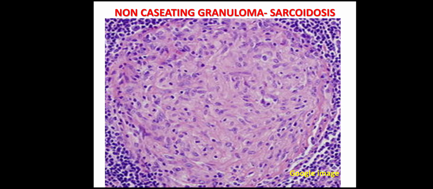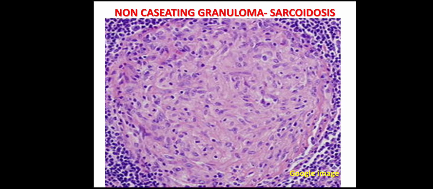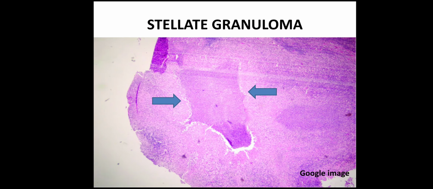Now let's take a look at these pictures. So this is sarcoidosis. These are scattered lymphocytes in the center, and the epithelioid cells. Again, you can appreciate the oval elongated nucleus. The cell boundary is indistinct, and there is slipper shaped nucleus, and there is no caseation. Now this is stellate granuloma seen in cat scratch disease. So there is a central star shaped area of cellular debris.